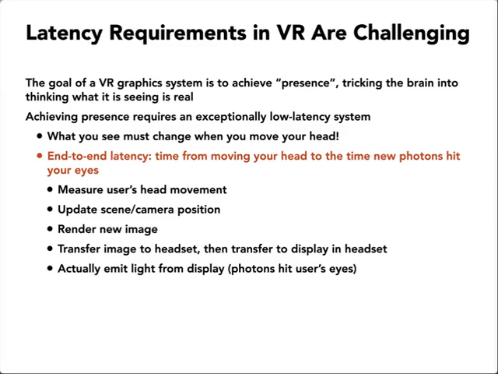There might be communication time to get the information if it was from an external camera and an external computer through to the headset, for example. All of that is in measuring the user's head motion. We then need to update the scene and camera position. We need to render a new image that will take GPU processing time. If the GPU was in an external computer, we would need to transfer that image to the headset.